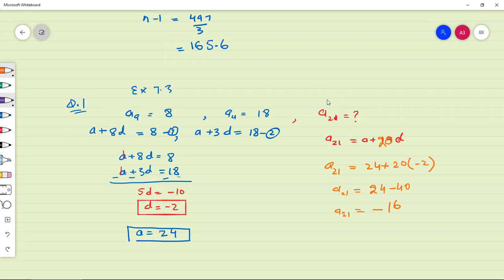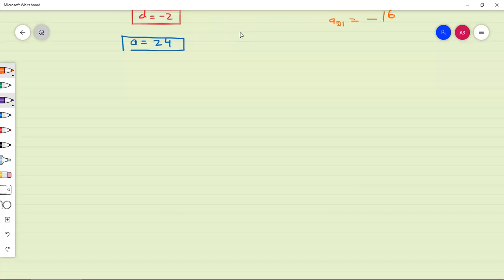Again, I say, whenever you find any particular term, you need only two parameters, A and D, that is the first term and the common difference. Okay. And the next one, so take some more examples.